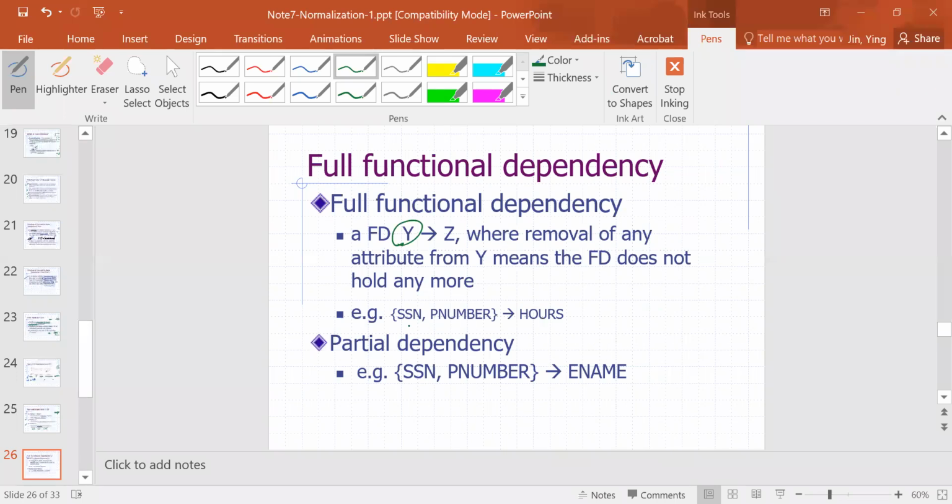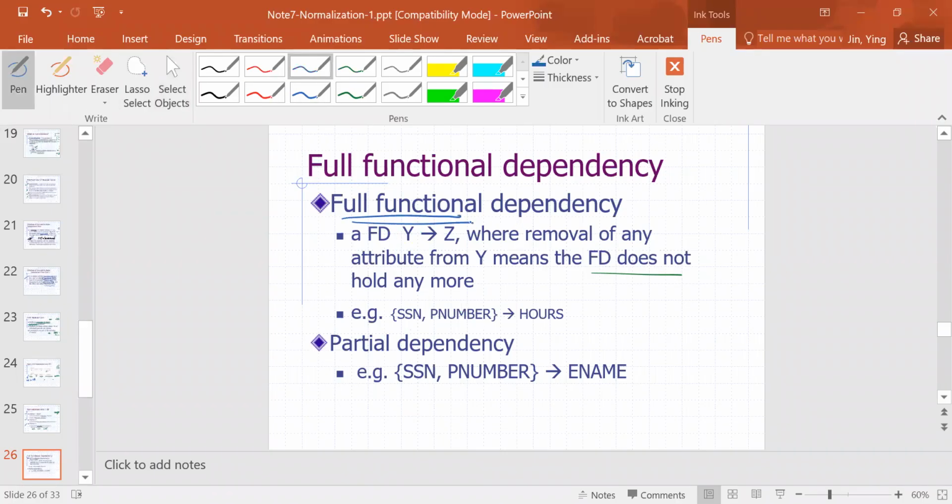So for example, SSN, P number to hours, right? If we remove SSN, then P number to hours is what we're left with. That means the functional dependency from P number to hours does not hold anymore. It is false. And if we remove P number, SSN to hours is not true either. So again, this functional dependency does not hold anymore. That means I need SSN and P number together, right? So in this case, this is called full functional dependency.